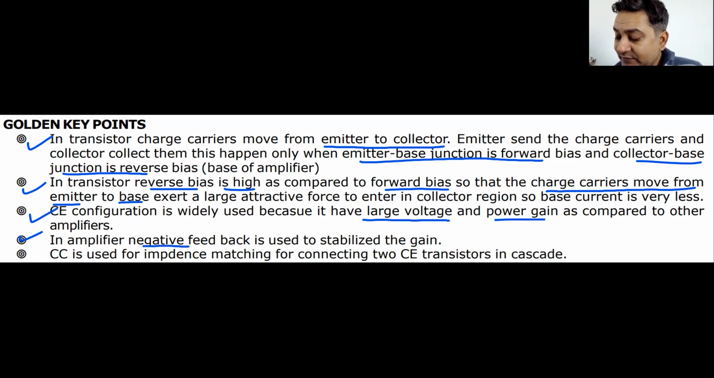Negative feedback, we will see what this feedback is. You can just remember this. Negative feedback is used to stabilize the gain. Gain means current gain, voltage gain, or power gain. Common collector is used for impedance matching. When you want to match the impedance, you will use common collector. This is all that you need to remember.